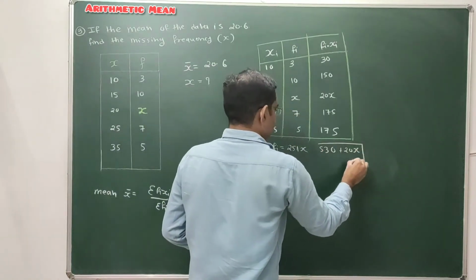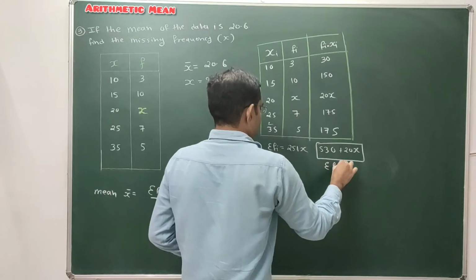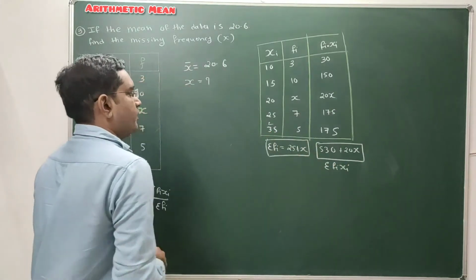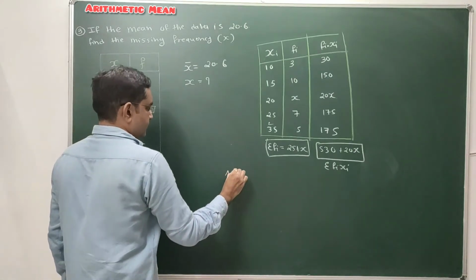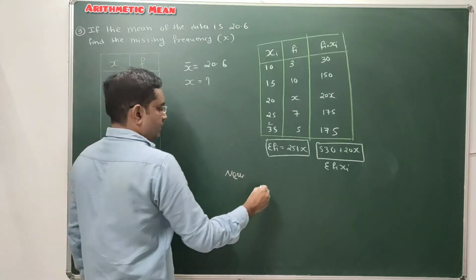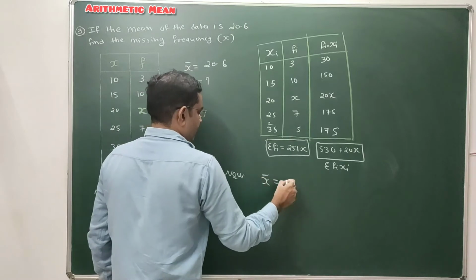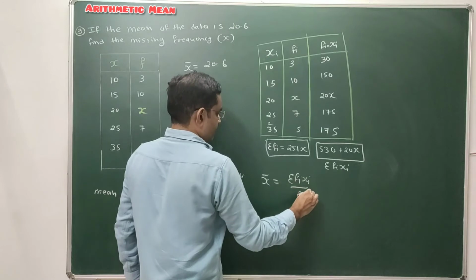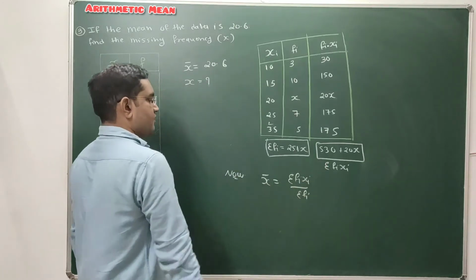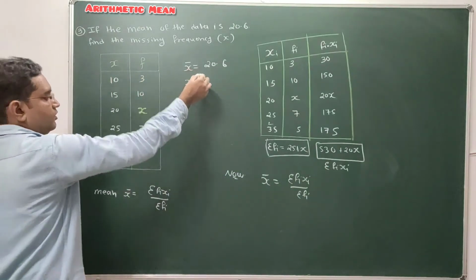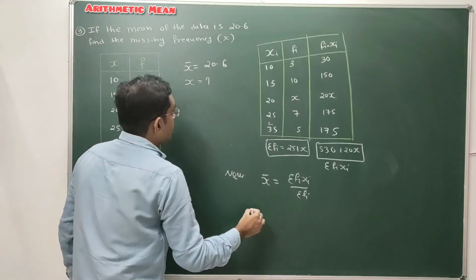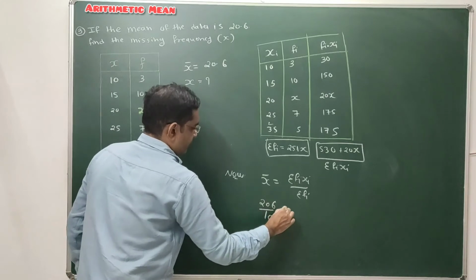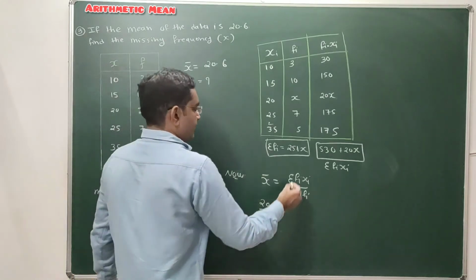This is our sigma fi xi and this is our sigma fi. Two values are there. So now the formula, direct method: mean of given data is x bar equals sigma fi xi upon sigma fi. X bar is given. The mean of given data is 20.6, that is 206 by 10.